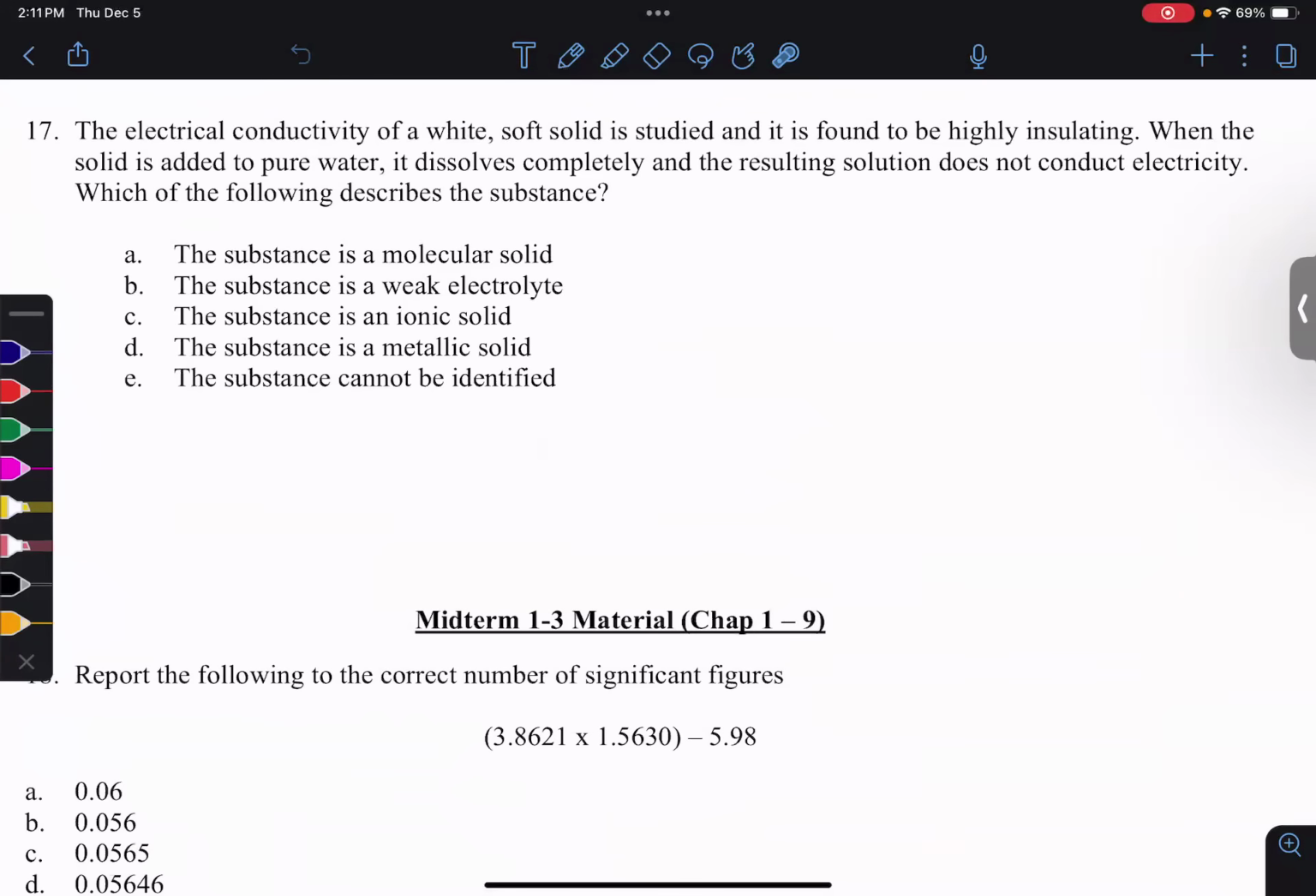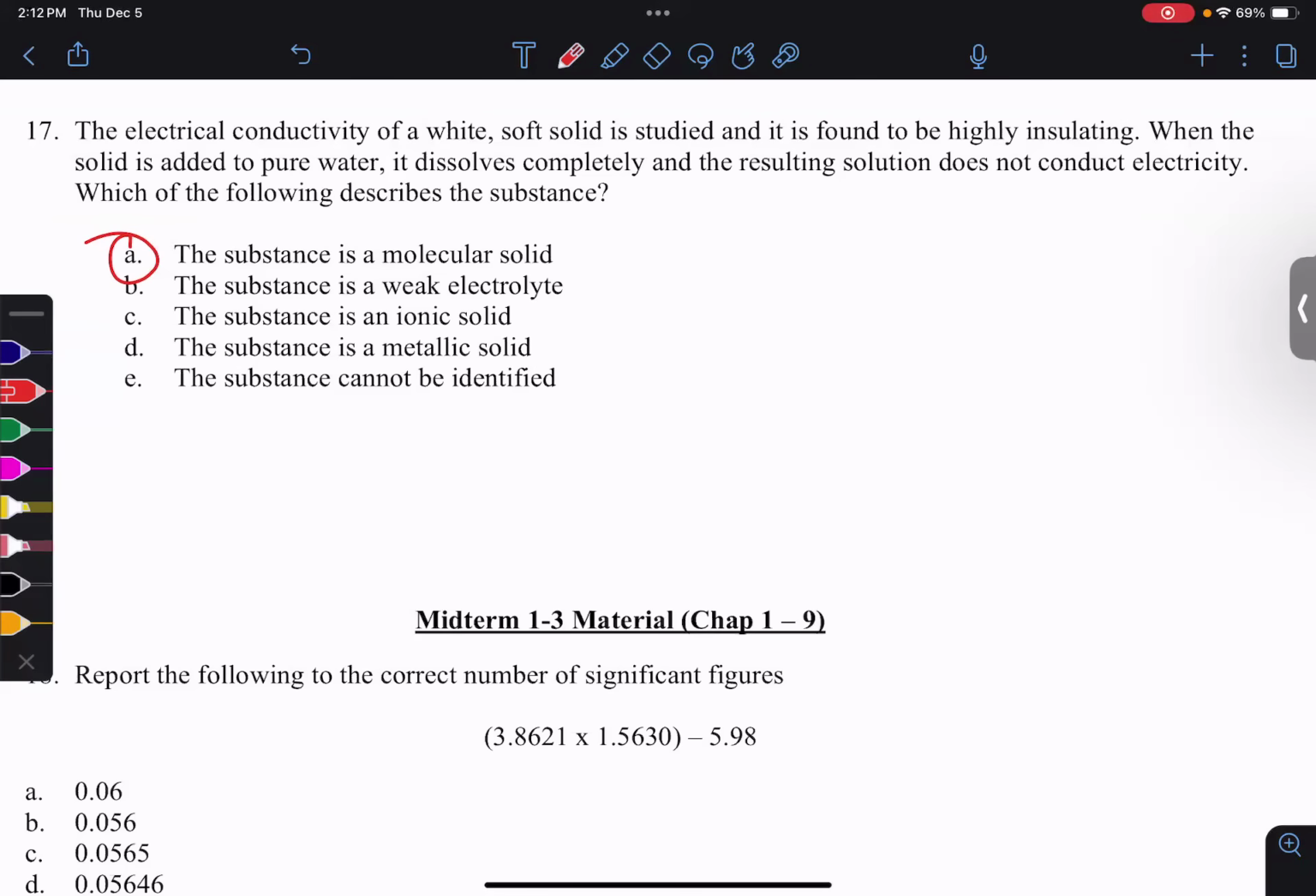All right, the electrical conductivity of a white, soft solid. What is it? It's probably molecular. It's found to be highly insulating. When the solid is added to pure water, it dissolves completely, so that eliminates metallic stuff. It eliminates covalent network, and the solution does not conduct electricity. So I would say this is molecular, my friend. This would be sugar, right? All right, do we feel better about solids now?